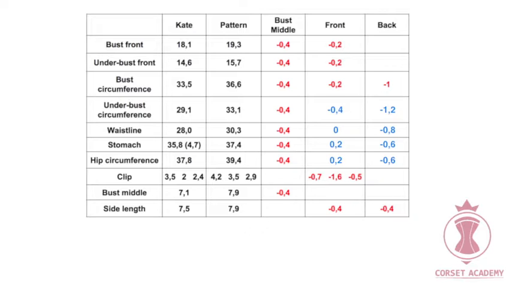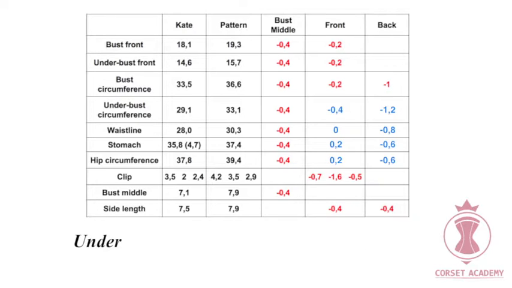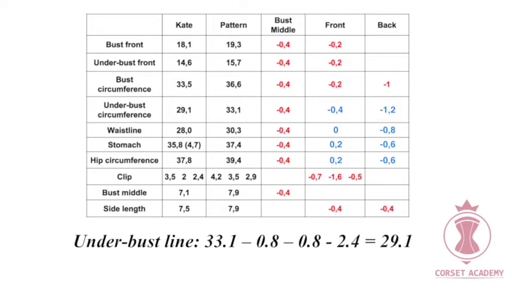The value of a standard pattern measurement plus all calculated gains, their values multiplied by 2, equals the client's measurements. Along the bust line: 36.6 minus 0.8 minus 0.4 minus 2 equals 33.4. Along the under bust line: 33.1 minus 0.8 minus 0.8 minus 2.4 equals 29.1.